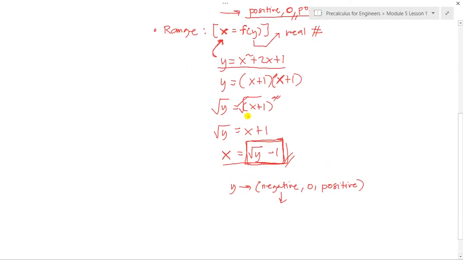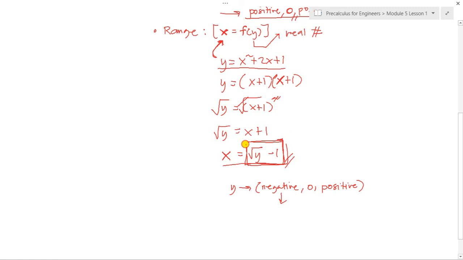Since we already transform our equation into this form, square root of y minus 1, let's input value of y from negative, 0 to positive, and then let's verify if ang iyang answer is real number. So for a negative class, can we arrive a real number here? Let's say I will put here square root of negative 5. Do you think na i-answer? Walay answer. Why?